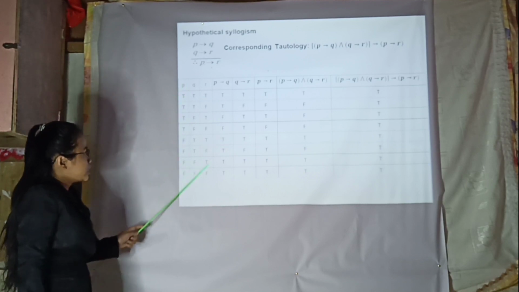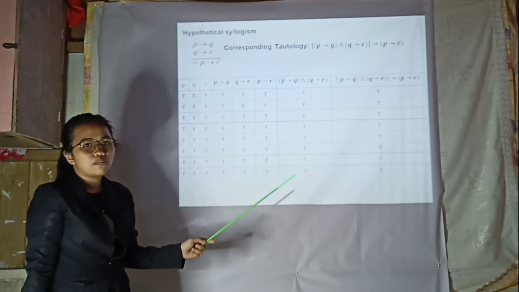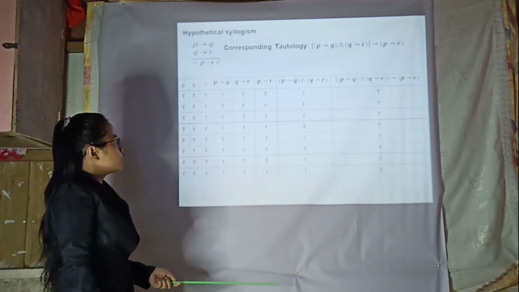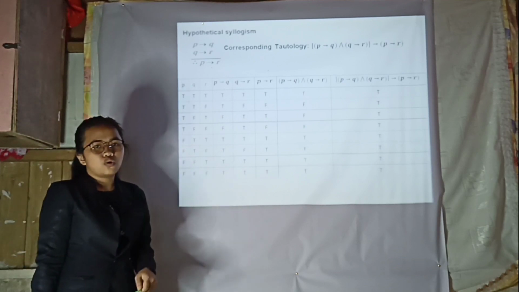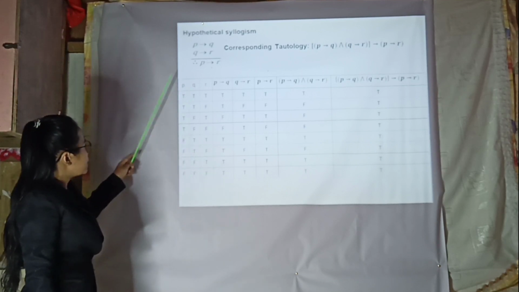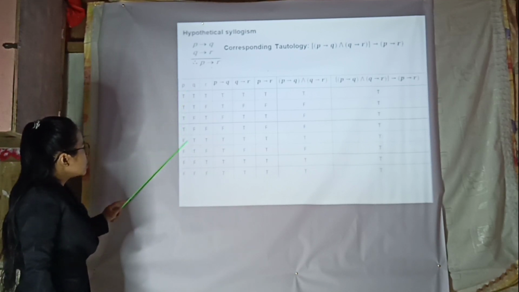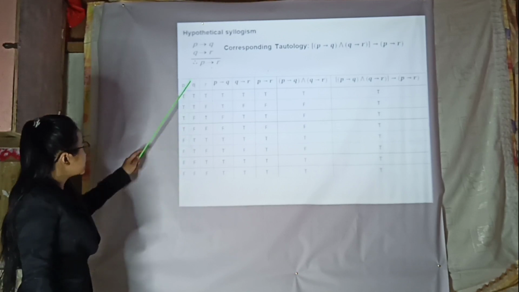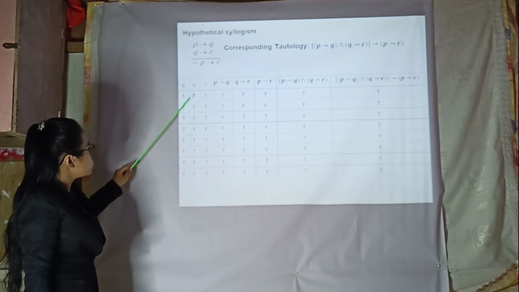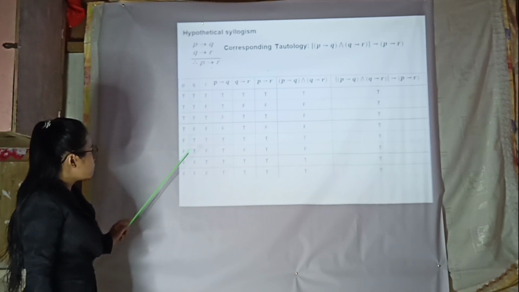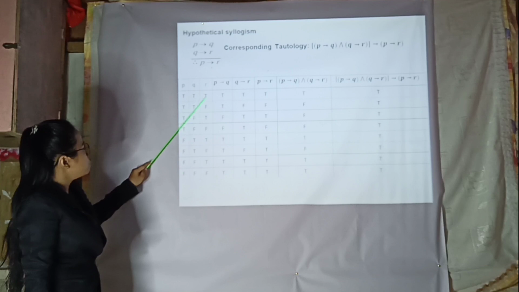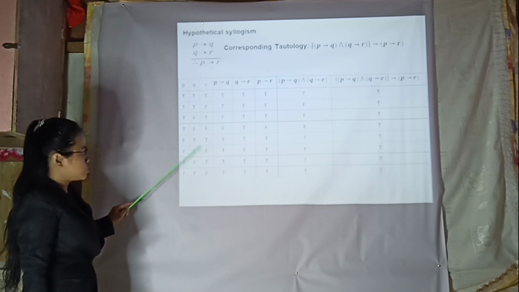So, in this truth table, we have three variables. So, 2 raised to the power of 3, or 2 cubed. So, 2 times 2, 4 times 2 equals 8. So, 8 divided by 2 equals 4. So, in P, we can see that there is 4 true and 4 false. So, in Q, 4 divided by 2 equals 2. So, true, true, false, false, true, true, false, false. And R is 2 divided by 2 equals 1. So, true, false, true, false, true, false, true, false.